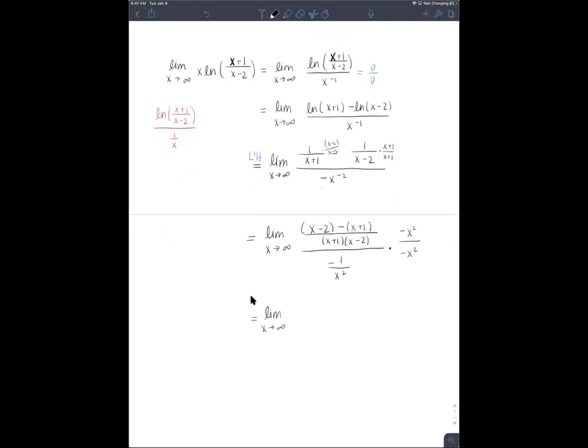But so here, that's just going to cancel with that, and you get negative x squared times, oh yeah, this x cancels with that one. And so what do I have up here? Just negative 1? No, negative 3.